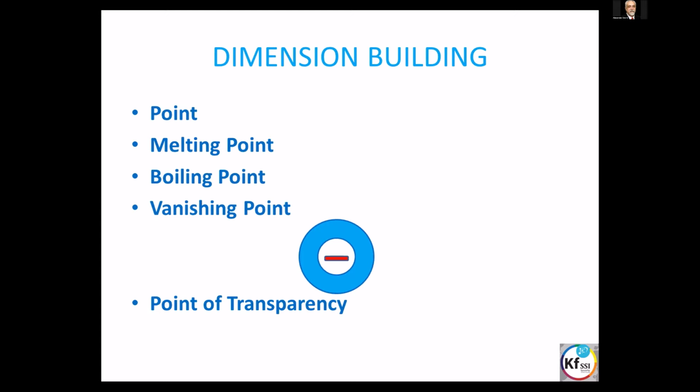So what's the point? We talked in previous classes about building dimensions. But there are points in between these dimensions. So we said that going from a solid to a liquid, we call that the melting point. And going from a liquid to a gas, we call that the boiling point. So it's perfectly logical, don't you agree, that going from the gas to a plasma is the vanishing point. And we understand that we can see right through the vanishing point, right through the plasma, right to the other side. So the vanishing point and the point of transparency are the same point.